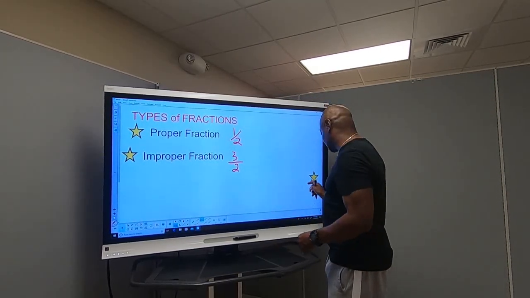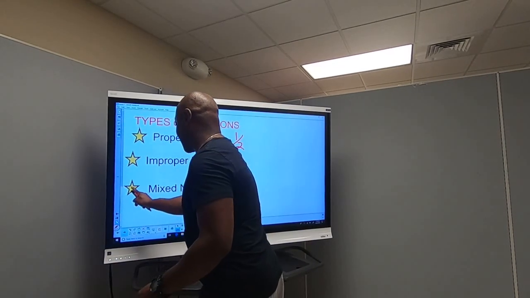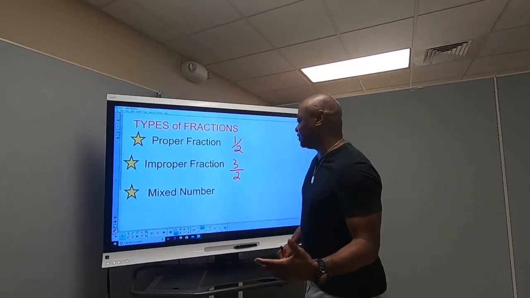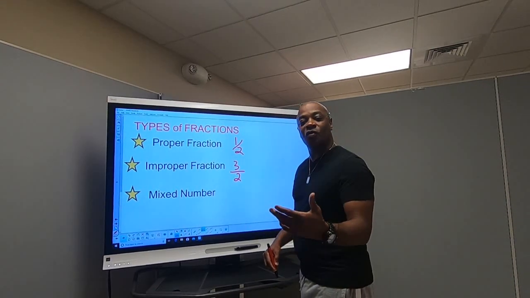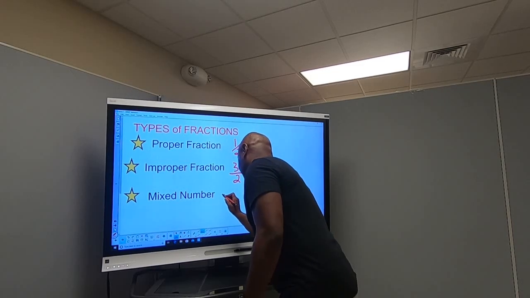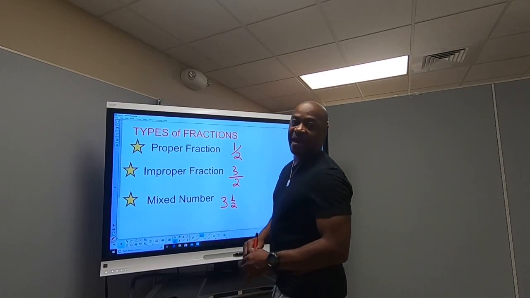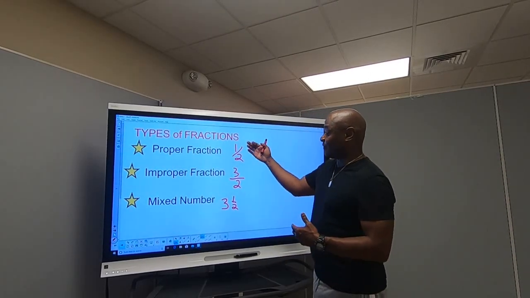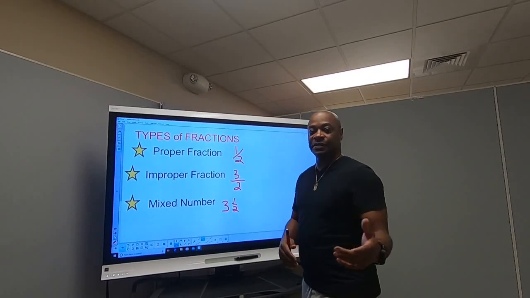And our third fraction is what we call a mixed number. Now, a mixed number is a little different. A mixed number, we're going to have a whole number along with a fraction. So we can say a whole number, which is 3, and a fraction, which is 1/2. Okay, so now we have a proper fraction, improper fraction, and a mixed number.